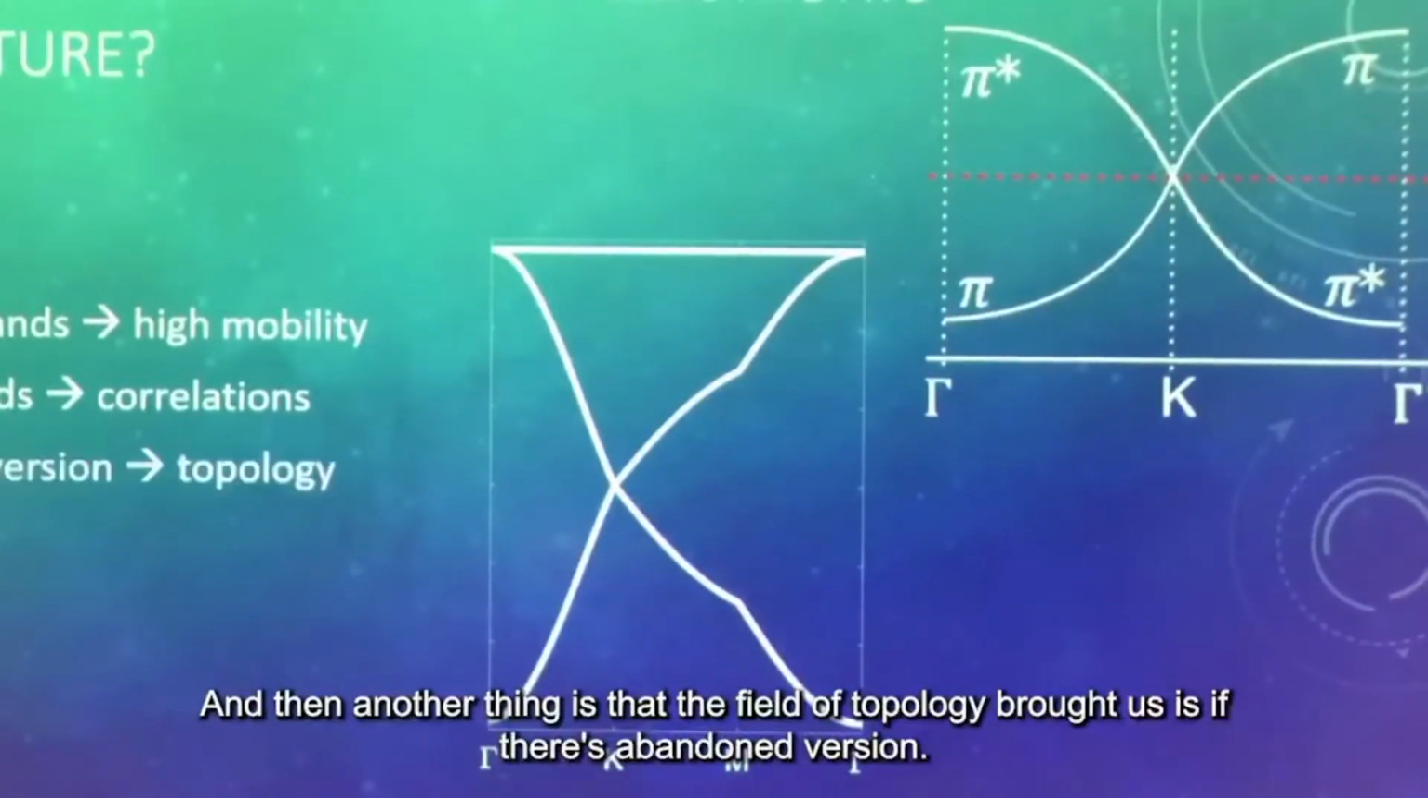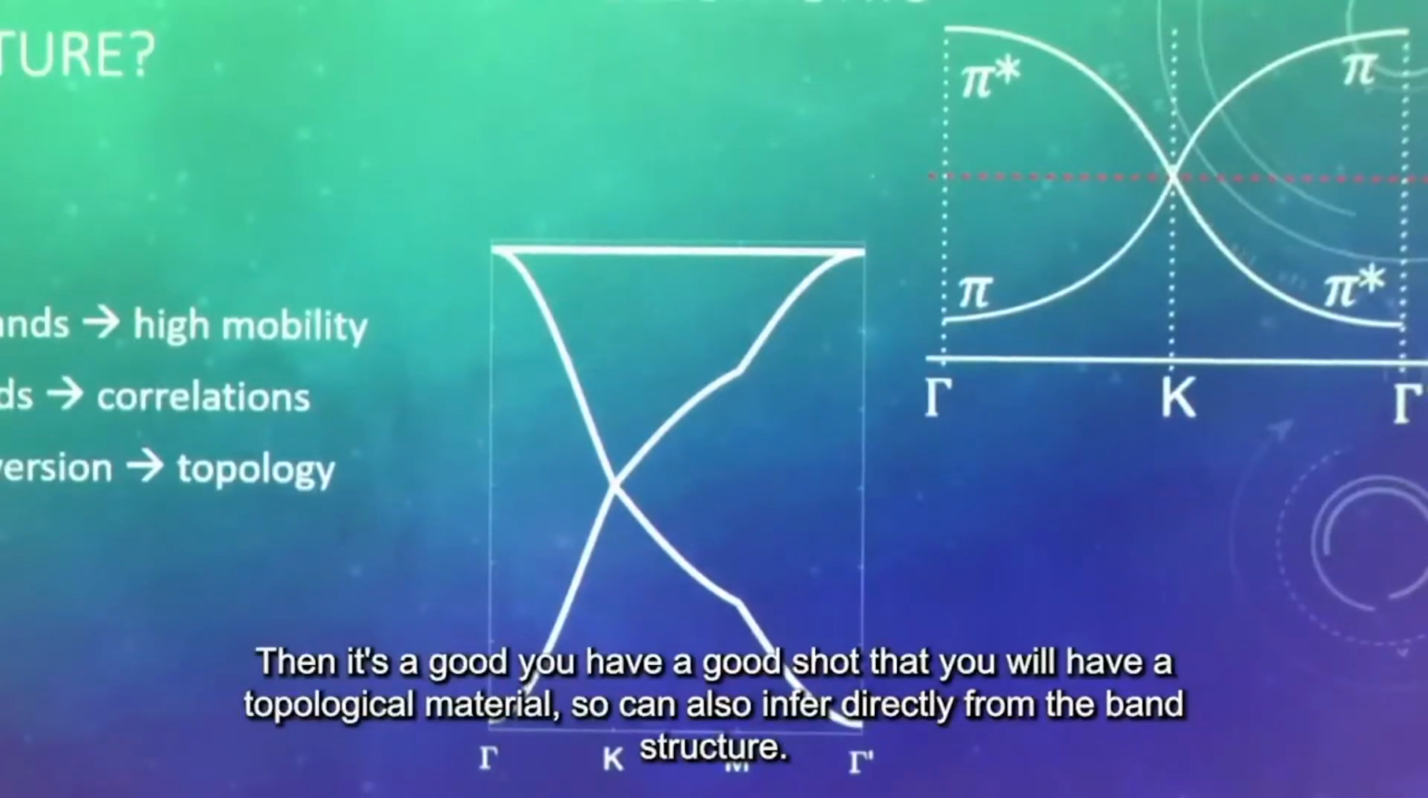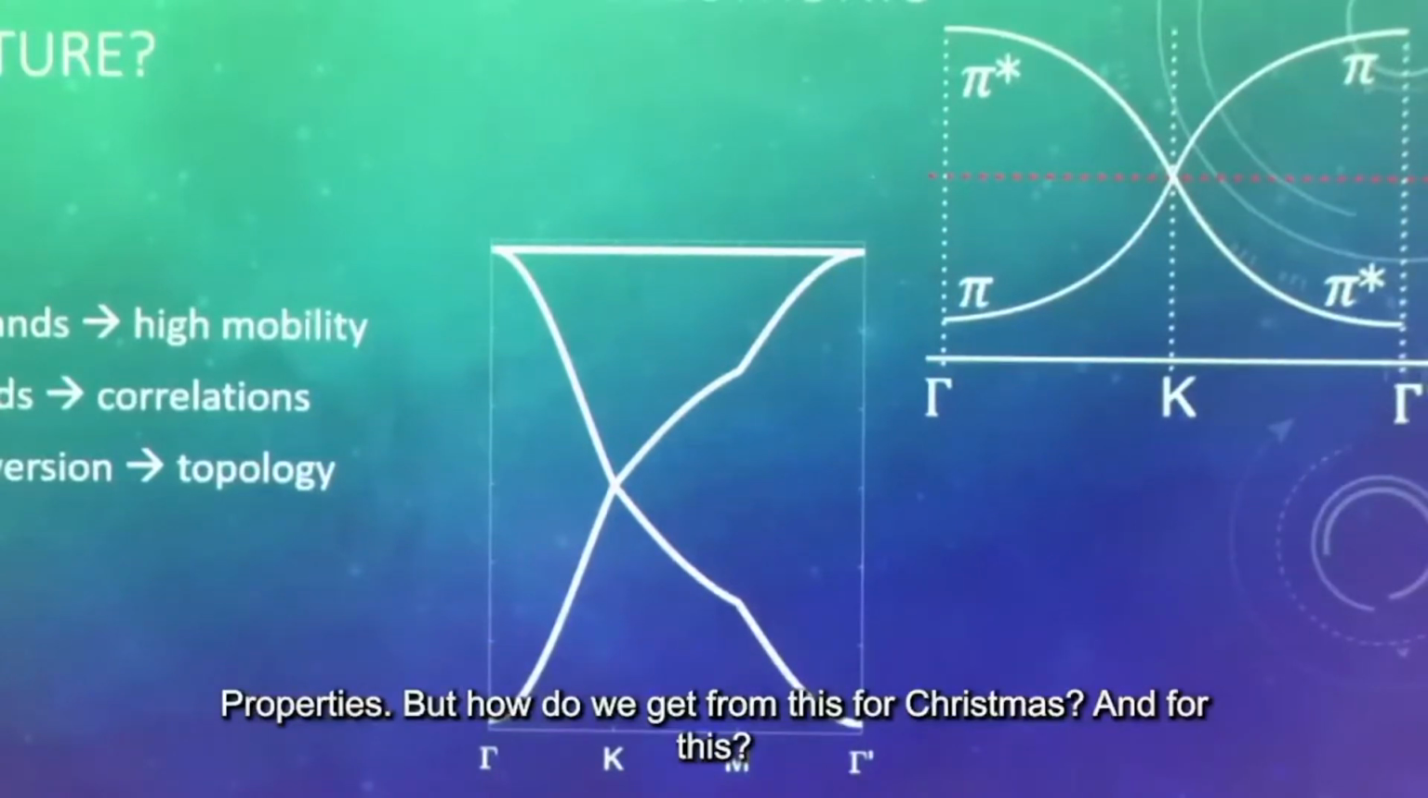Another thing the field of topology brought us is that if there's a band inversion, then you have a good shot at a topological material. So you can also infer directly from the band structure properties for that.